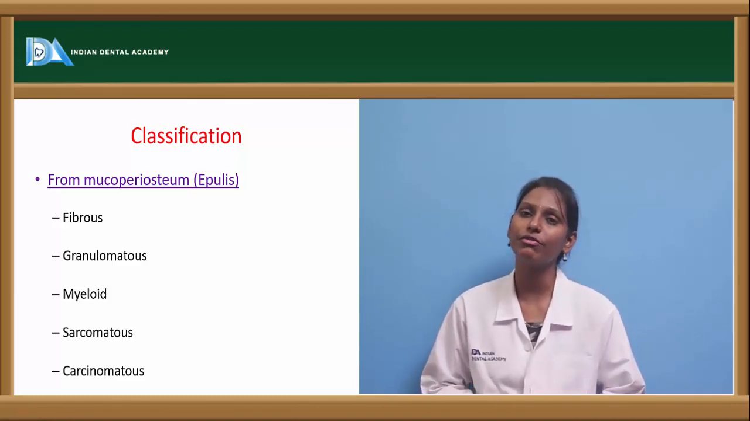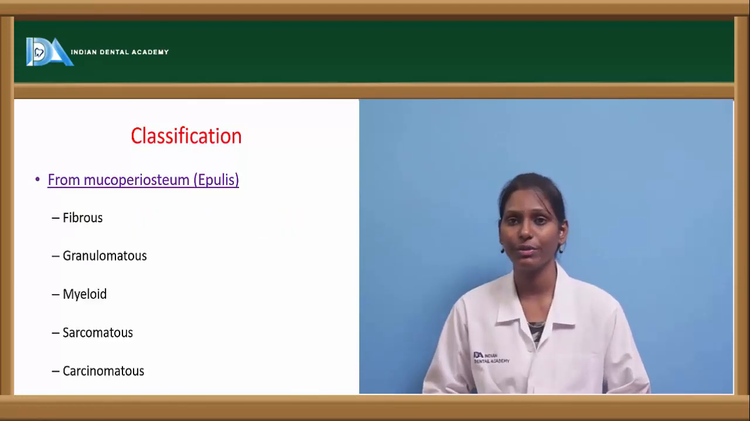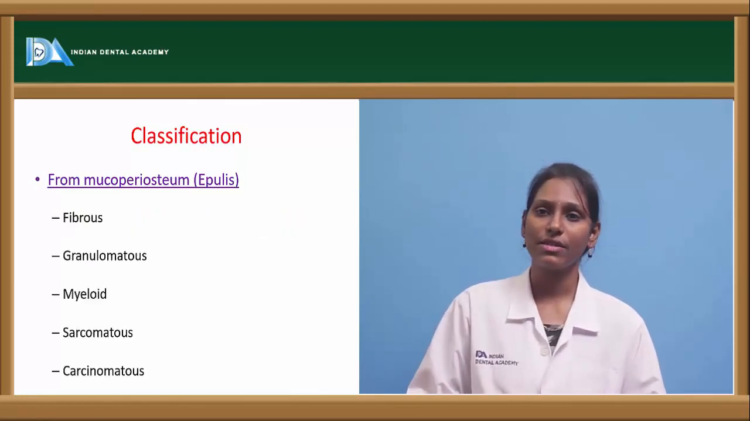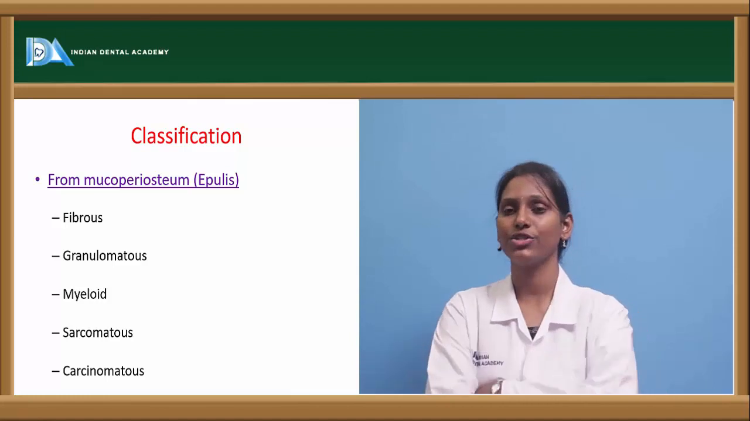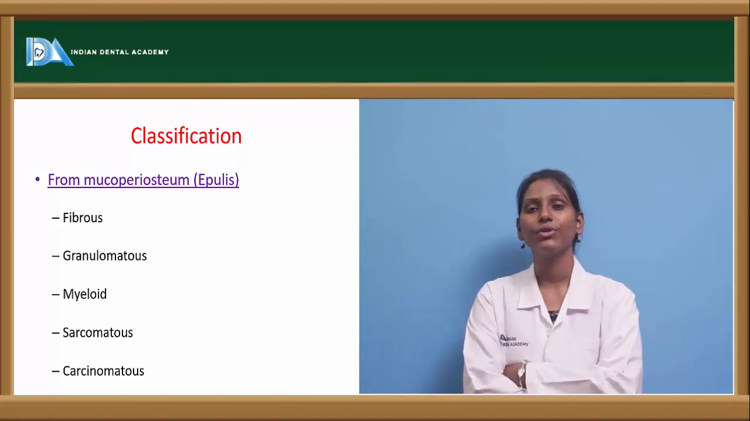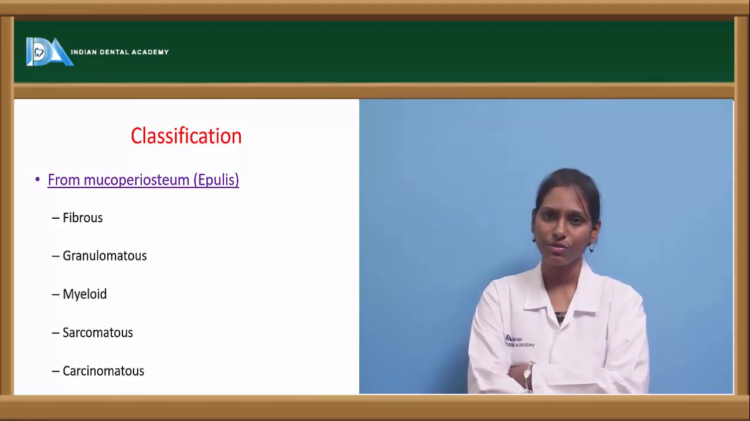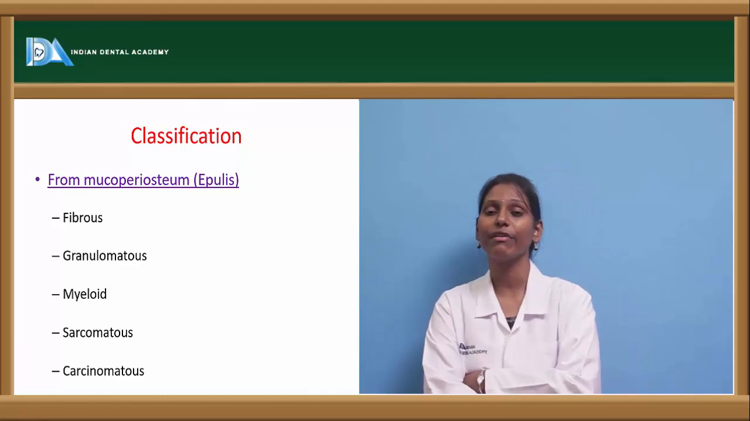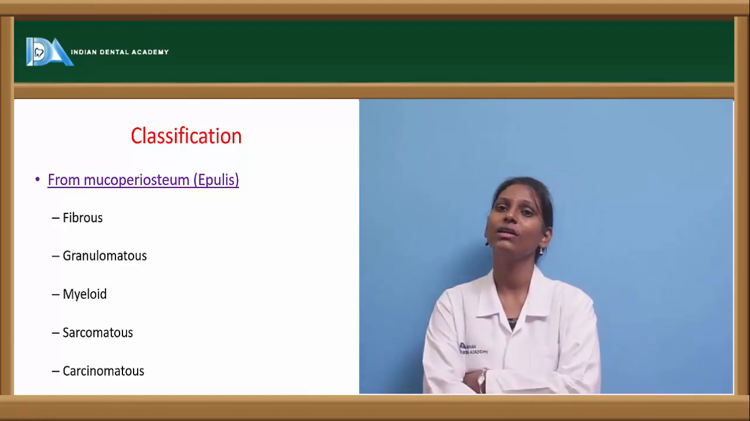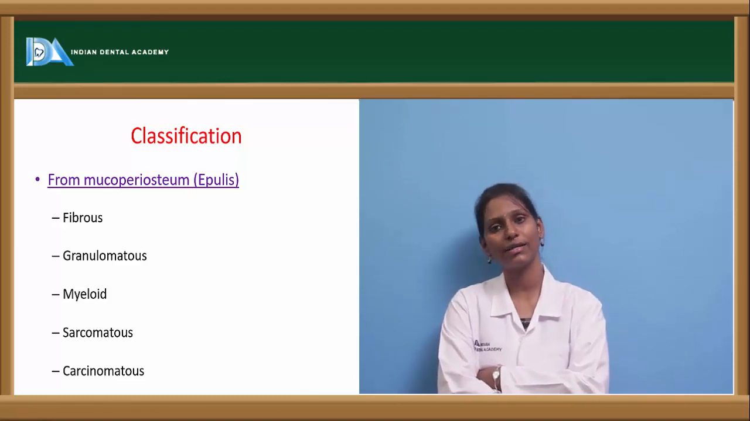So first, before going into the tumors, or the swellings of the jaw to be precise, we have various swellings, as I told you, the soft tissue swellings and hard tissue swellings. To grossly classify them, we have swellings from the mucoperiosteum, that is a pellis-like structure. We have various types of swellings, especially in the soft tissue. We have fibrous growth or fibrous swelling. We have granulomatous growths, we have myeloid growths, we have sarcomatous and carcinomatous.